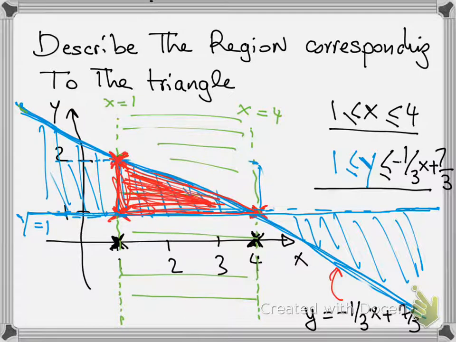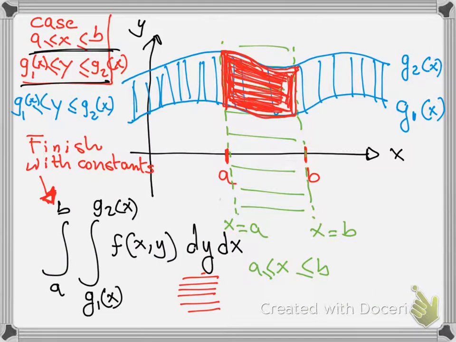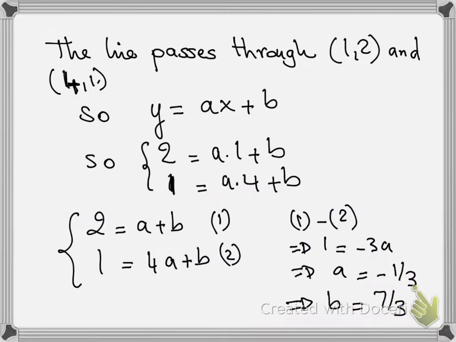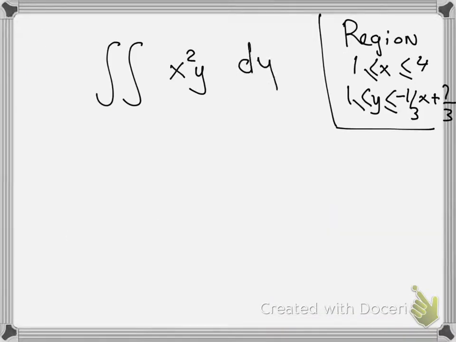So now, do we integrate first with respect to y or with respect to x? You see here, x is between two constants, y is between a constant and a function, right? So if x is between two constants and y is between two functions, we integrate first with respect to y. So here we're going to have y between 1 and negative 1/3 x plus 7/3, and then x between 1 and 4. And so we are done. We can just compute our integral. So here, of course, dx.